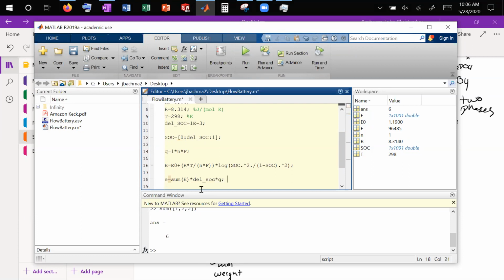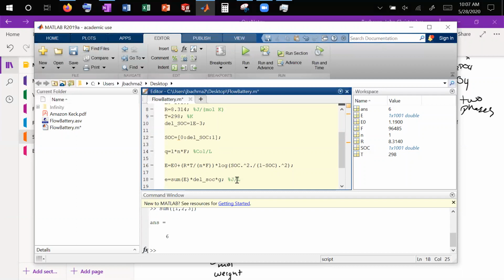And our Q is going to be in units of coulombs per liter, right? And so this one, we're going to have volts times coulombs. So we're going to get joules. So this one's going to be in joules per liter.